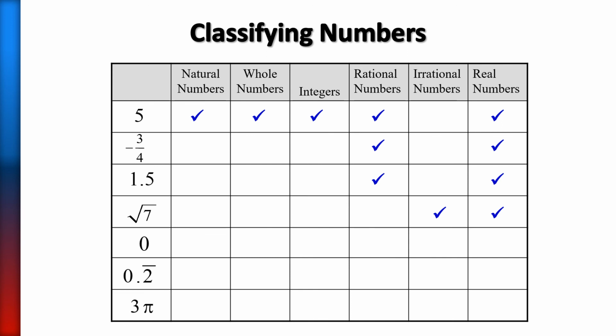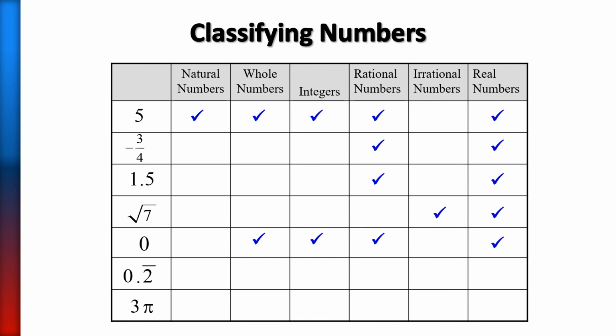0, is 0 in the natural numbers? No. Okay, because remember, natural numbers start with 1. Is 0 in the whole numbers? Absolutely, because that's one of the first numbers in the whole number set. Is it an integer? Yes, it's right in between those negatives and positives. Is it a rational number? Yes, it is a rational number. And remember, if you're rational, you can't be irrational. So let's move on to real number, which, yes, it is a real number.